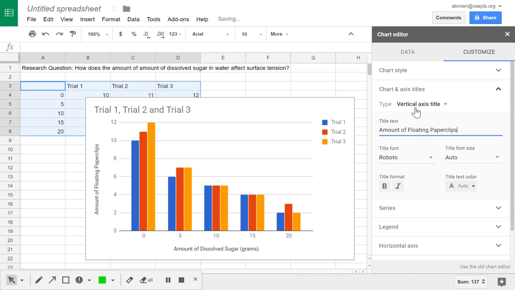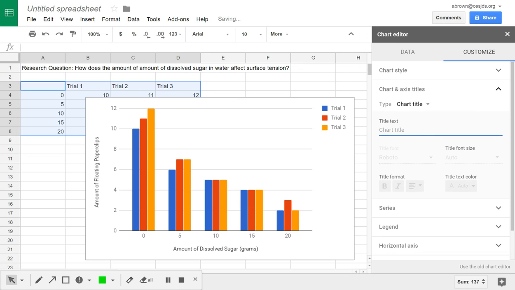Okay. And then it has a chart title, but right now my chart title says Trial 1, Trial 2, and Trial 3. That's a terrible title. So I want to rename that. I want to get rid of Trial 1, Trial 2, Trial 3 up at the top. And I want this title to reflect both my independent and my dependent variables. So I actually want it to be pretty similar to my research question, but not in question form.